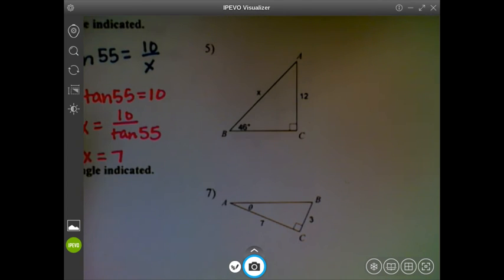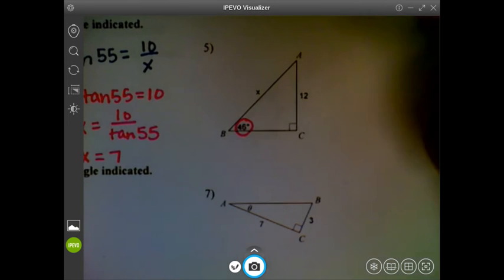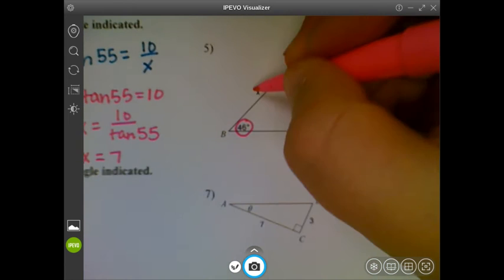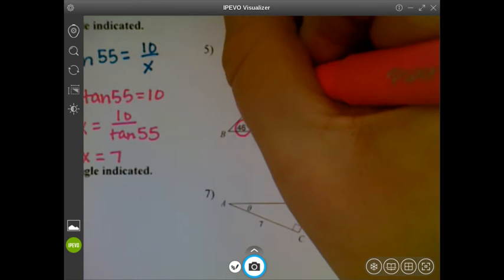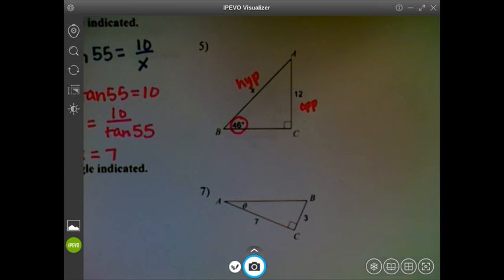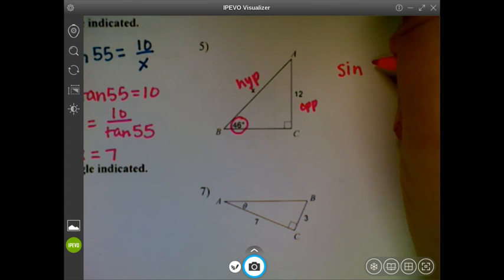All right. Up next, we have an angle here, 46 degrees. The 12 is the opposite of it, and the x is the hypotenuse. So you're going to want to pick a trig function that deals with opposite and hypotenuse. And you have two options: sine or cosecant. There's no cosecant button, so going with the sine is actually easier.